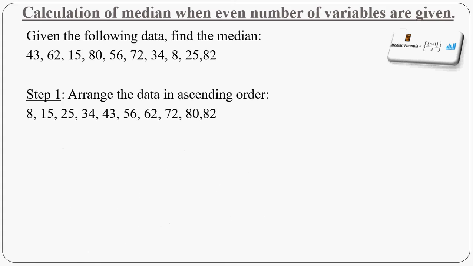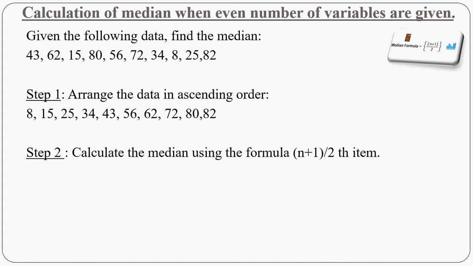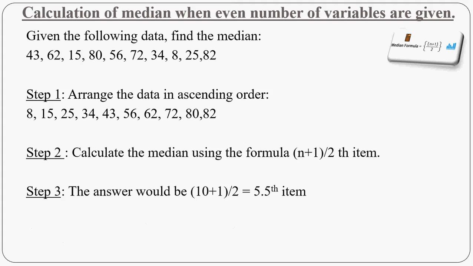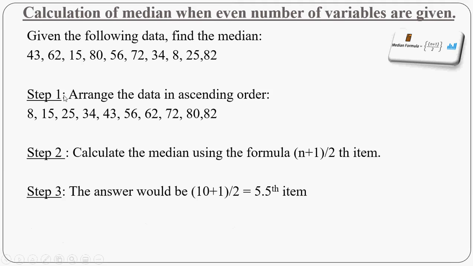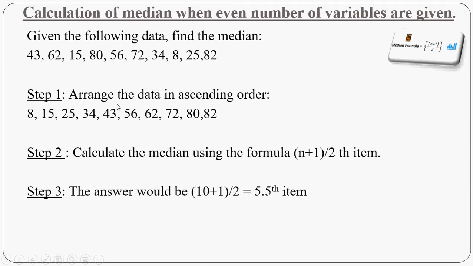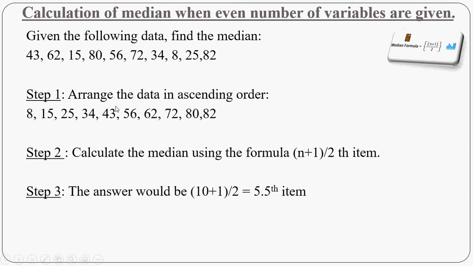First arrange the data. Okay, as usual, previously I had explained the same step. Then we need to use the formula. So when we count it is 10, so 10 plus 1, 11 by 2 will be 5.5. See now 5.5 it is coming. See 1, 2, 3, 4, 5, in between 43 and 56. So it is coming 5.5. What we need to do is 43 plus 56 divided by 2.